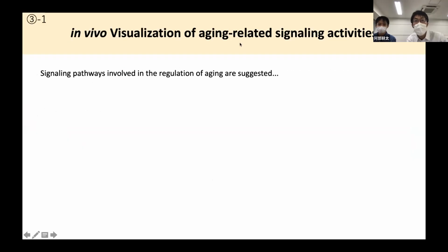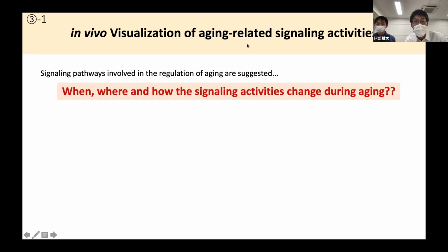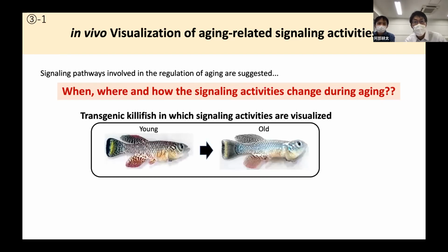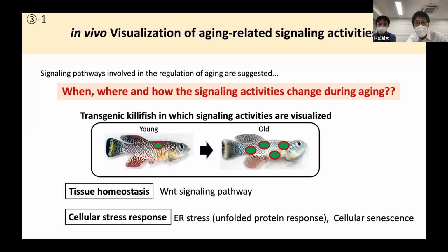So first is in vivo visualization of aging-related signaling activity. As you know, a lot of previous studies suggest that many signaling pathways are involved in the regulation of aging. However, in order to exactly understand the functions of these signaling pathways in vivo, we need to clarify when and where and how those signaling activities change during aging in the body. So to know that, we've been making transgenic killifish in which signaling activities are visualized like this in vivo. And now we established transgenic killifish in which the signaling activity of these pathways are actually visualized in vivo.